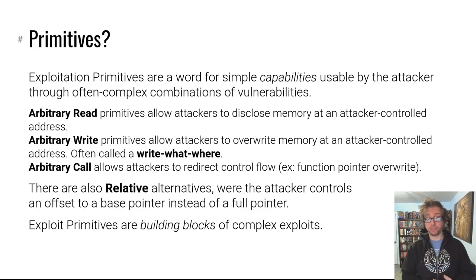Arbitrary write primitive, sometimes known as a write-what-where, will allow you as an attacker to write some controlled piece of data to some controlled address. An arbitrary call primitive, imagine if you as an attacker overwrote a function pointer and that was later called, will allow you to call arbitrary functions. There are all sorts of different primitives. You might have a write-zero-wherever-you-want primitive, for example, right? But the holy grail is arbitrary read, arbitrary write, arbitrary call or jump.